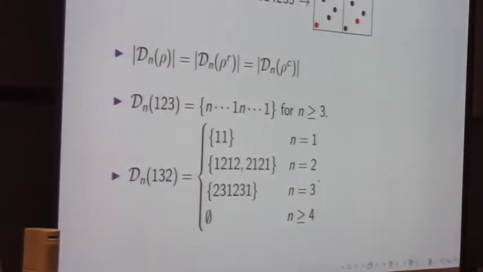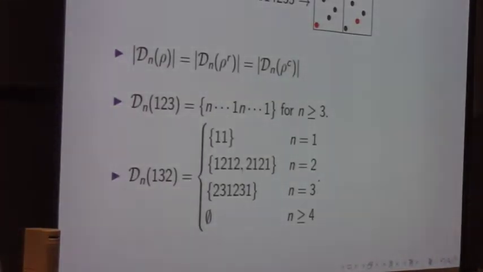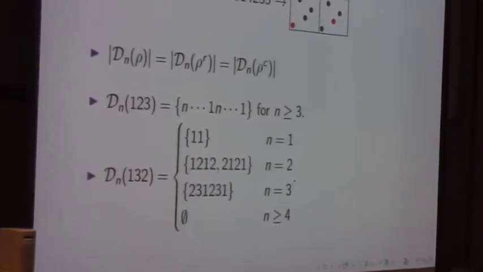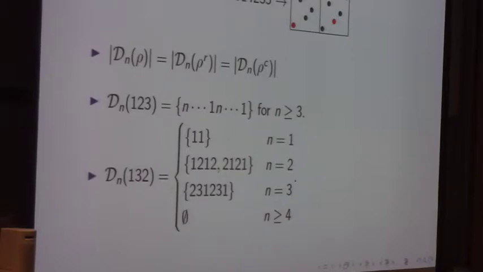And unlike the permutation case, which we saw earlier today, has Catalan numbers showing up, this is a much more restrictive kind of problem. We're getting simpler things here. So for n greater than or equal to 3, the only way to avoid 1, 2, 3 is to take the decreasing pattern followed by itself.